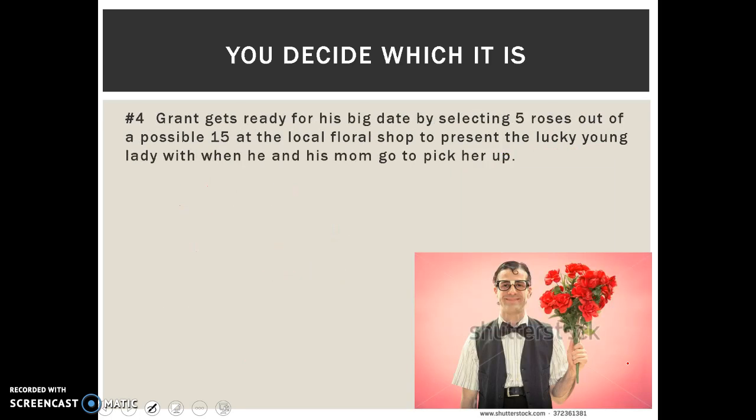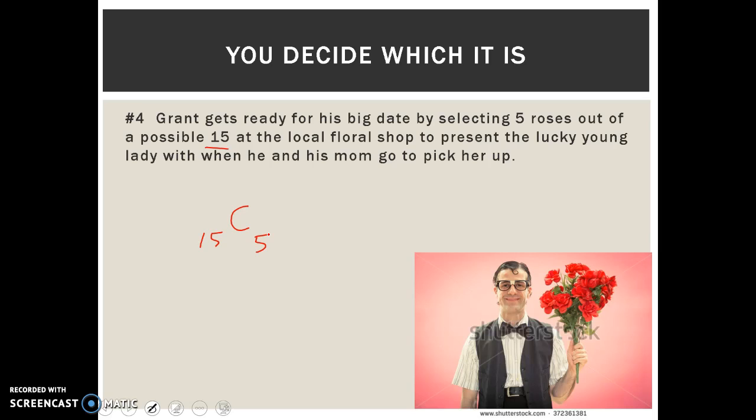So Grant gets ready for his big date by selecting 5 roses out of a possible 15 at a local floral shop. And he wants to present them to the lucky young lady that he's going out with. And so we are going to select from 15 roses. We have to decide whether this is going to be a permutation or a combination. And it doesn't matter what rose he picks first. He's just going to pick 5 of them. So it is a combination. He's picking from 15 roses, and he's selecting 5 of them.